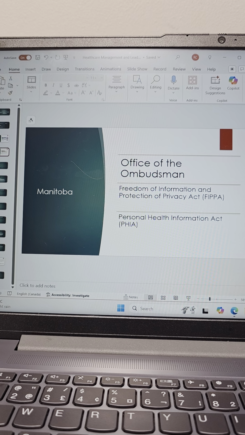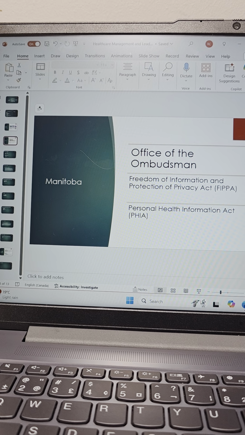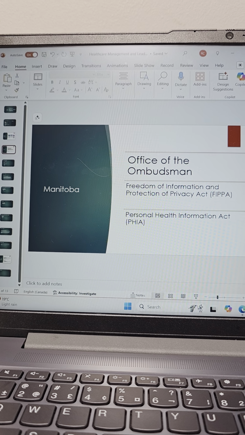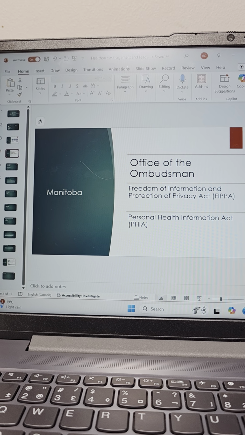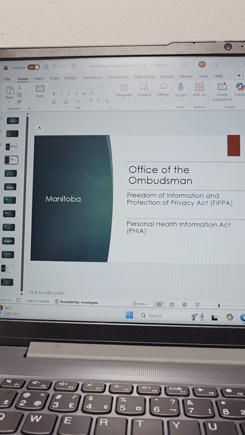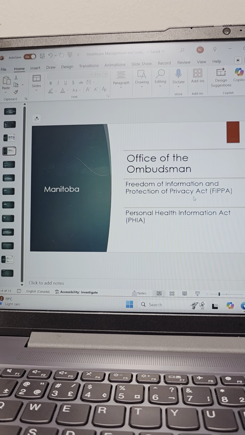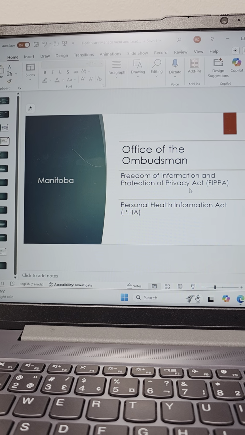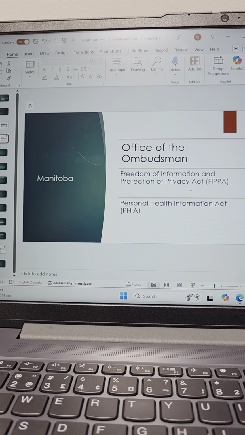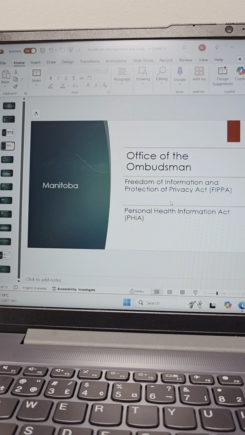For the Freedom of Information and Protection of Privacy Act, it is Manitoba's public sector privacy law that gives people the right to access their records that are held by public bodies, and it regulates how the public bodies manage those personal information. FIPPA also provides an independent review process for people that disagree with the access and privacy decisions of the public bodies that make the act.